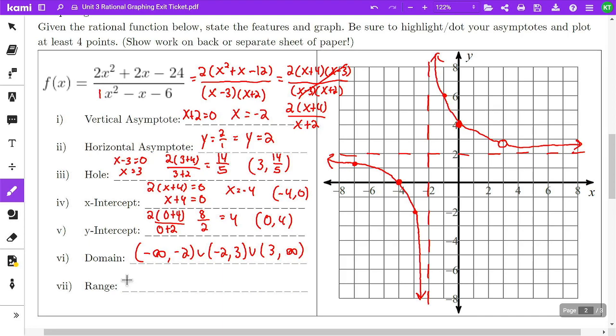And then for my range, I'm going to start at the bottom, negative infinity. I'm going up until I hit my horizontal asymptote at y equals 2. So negative infinity to 2, union. Then I hit my hole, which has a y coordinate of 14 over 5. So 2 comma 14 over 5, union. And then we keep going up forever. So 14 over 5 comma positive infinity. And so that is how we would graph form B.